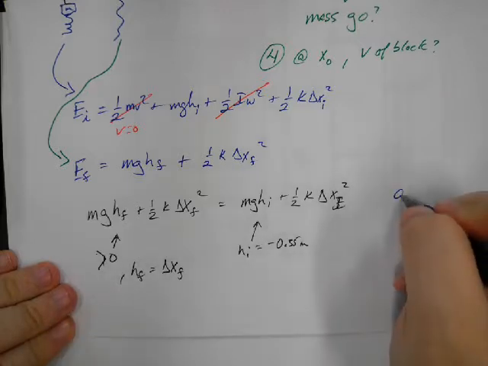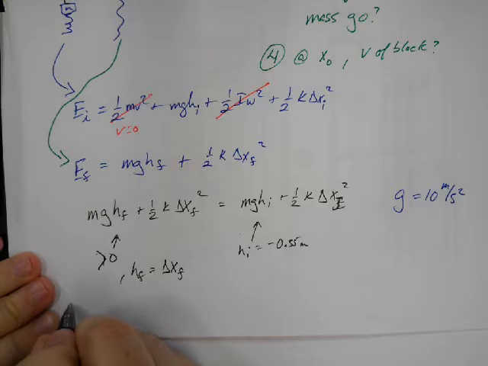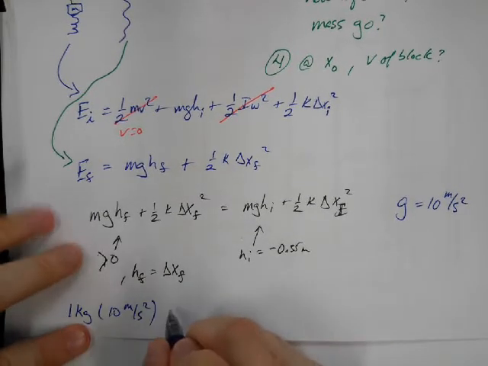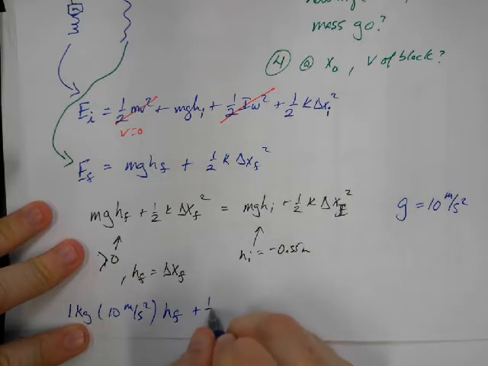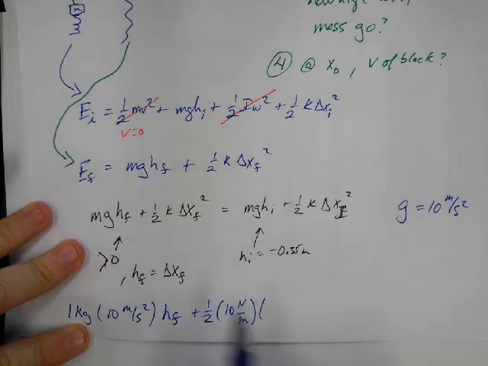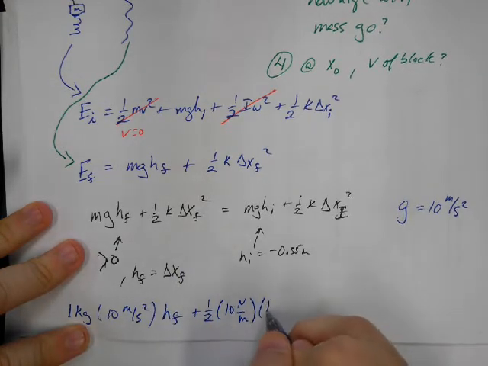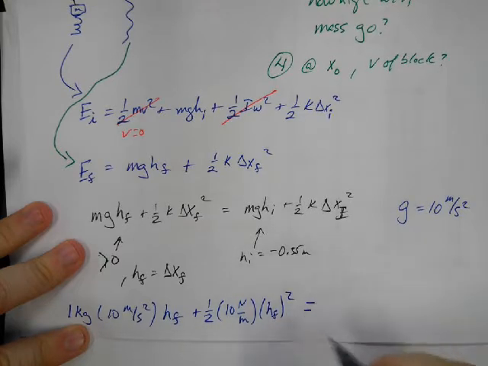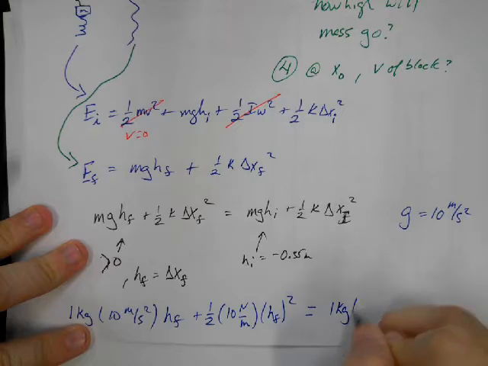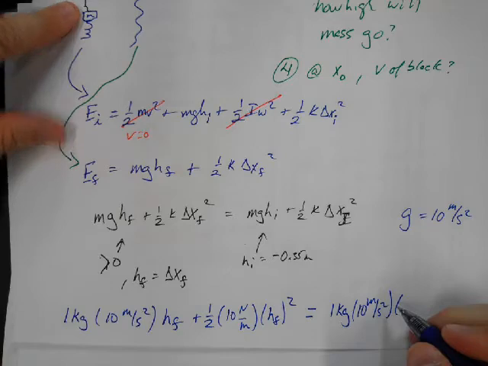I'm going to take g as 10 meters per second squared to make the math easy. So we'll have 1 kilogram times 10 meters per second squared times h final, plus 1/2 times 10 newtons per meter times, and now I'm going to replace delta x final with h final. And on the other side, I'll have 1 kilogram times 10 meters per second squared times, and we know what h initial is. It was how much it compressed.